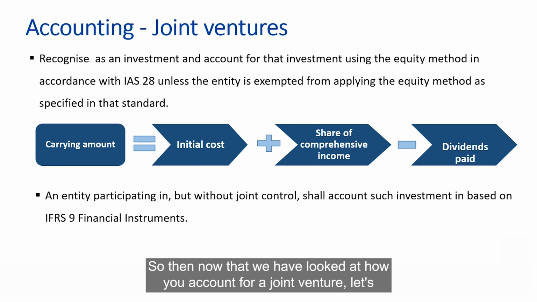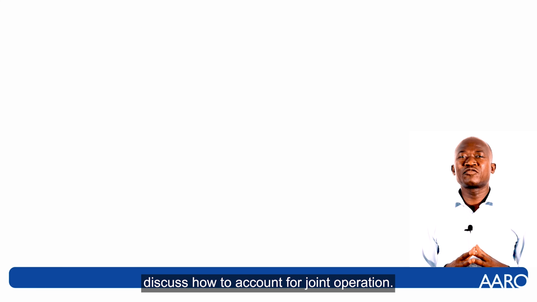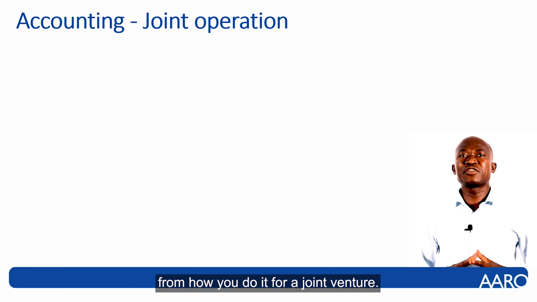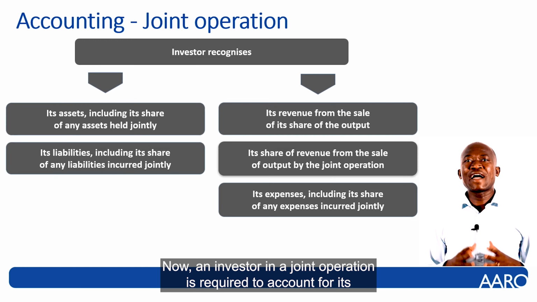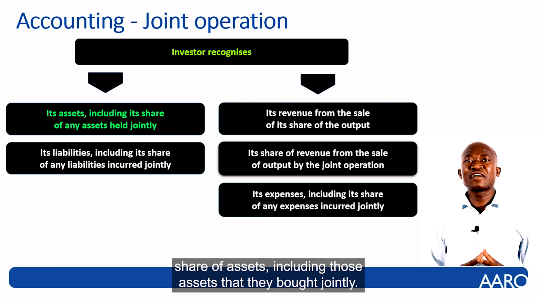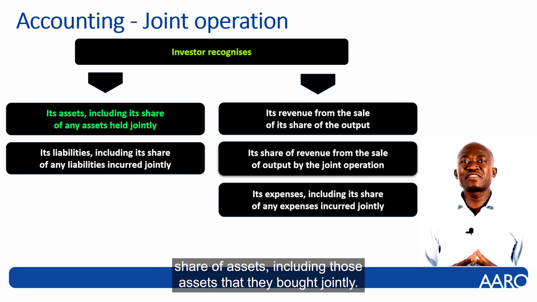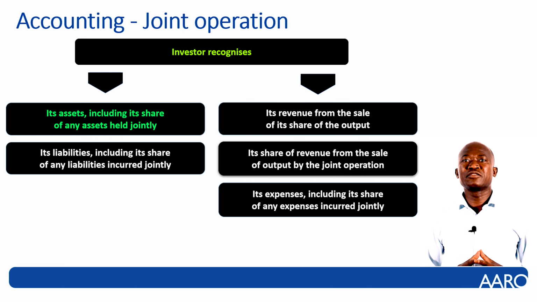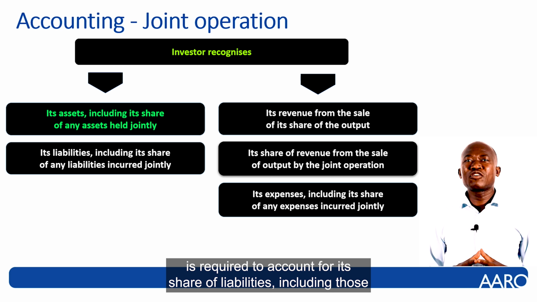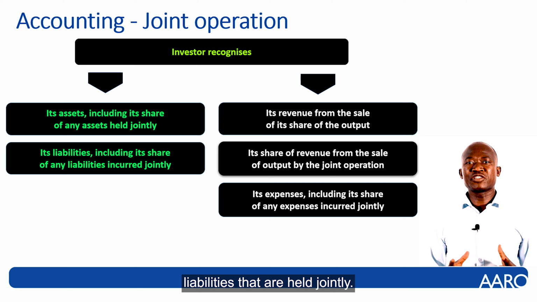So then, now that we have looked at how you account for a joint venture, let's discuss how to account for joint operation. Now, you'll notice that in accounting for joint operation, it's slightly different from how you do it for a joint venture. Now, an investor in a joint operation is required to account for its share of assets, including those assets that they bought jointly. Again, such an entity is required to account for its share of liabilities, including those liabilities that are held jointly.